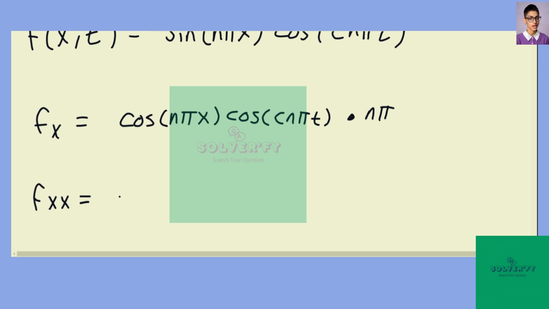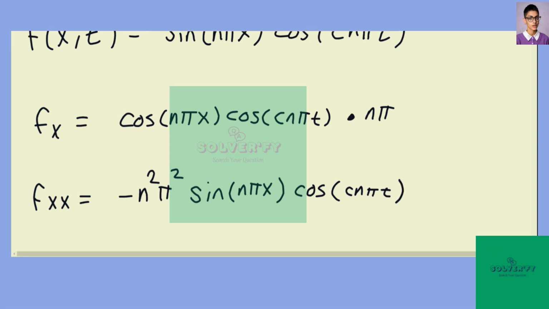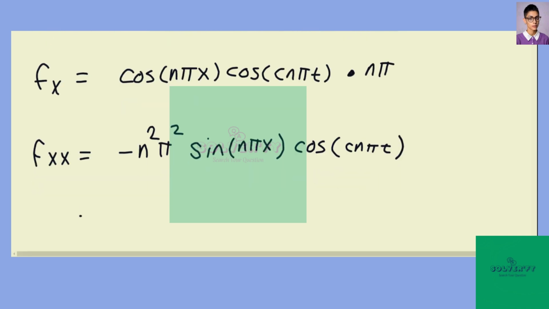simplifying this, we get negative n squared pi squared times sine of n pi x times cosine of c n pi t. And if you observe here, the sine and cosine term is exactly what we started with. So this is equal to negative n squared pi squared times f.